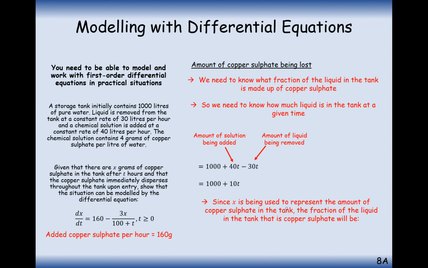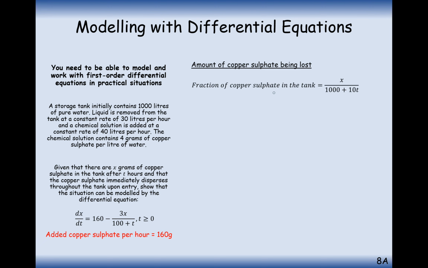And since X is being used to represent the amount of copper sulfate in the tank, the fraction of the liquid in the tank that is copper sulfate will be X, the amount of copper sulfate in the tank, divided by 1,000 plus 10T. So how do we get the 3 on the top there?